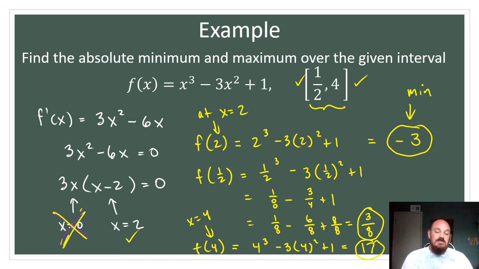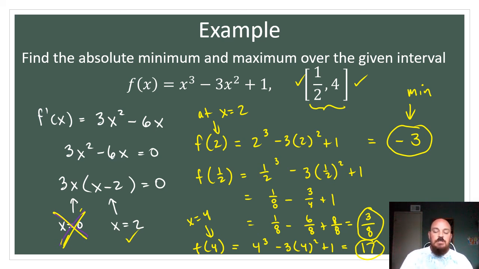Now the 1/2 is just nothing. I mean, it's part of the graph, but it's not the minimum or the maximum because 3/8 is not the biggest or the smallest number. So you can see what we did there. We found critical values. We tested each critical value plus the endpoints of the interval by just plugging them into the original function, and all we're doing is looking for the biggest or smallest one.